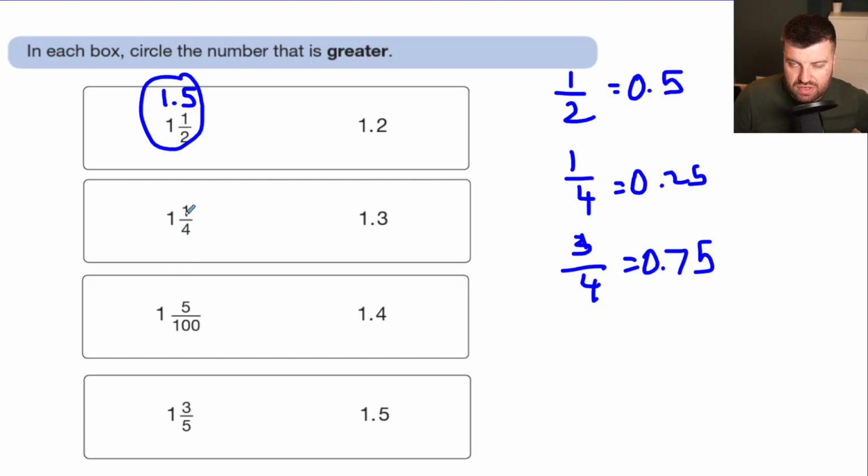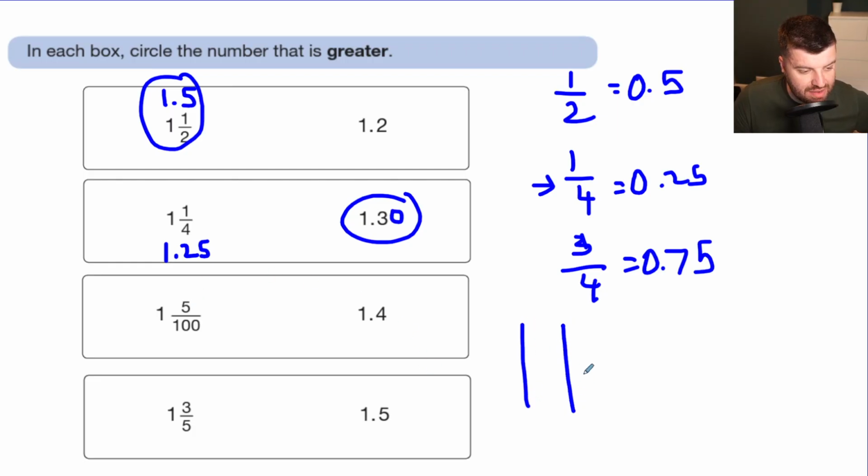Next one, 1 and 1/4. This is why we need to know these facts. This is the same as 1.25. Again, 1.3, put the placeholder. It's clear now that 1.3 is bigger than 1.25. 1.30 makes that obvious. Then the next one, 1 and 5/100.